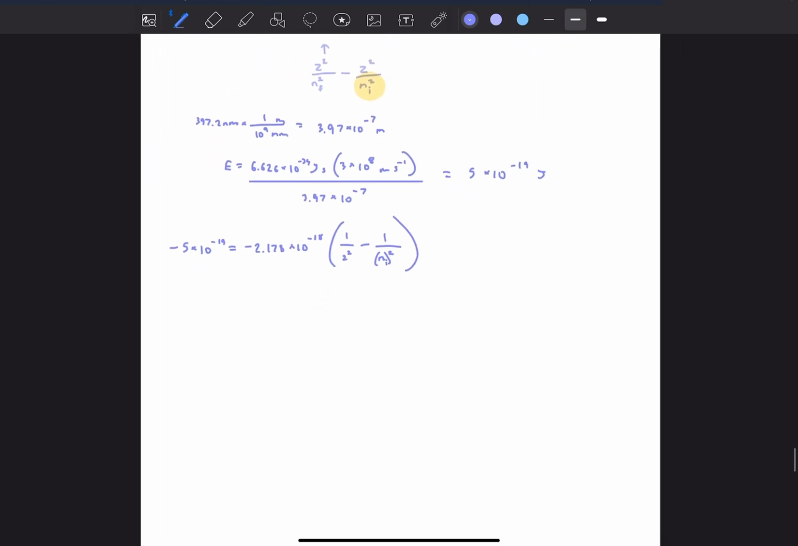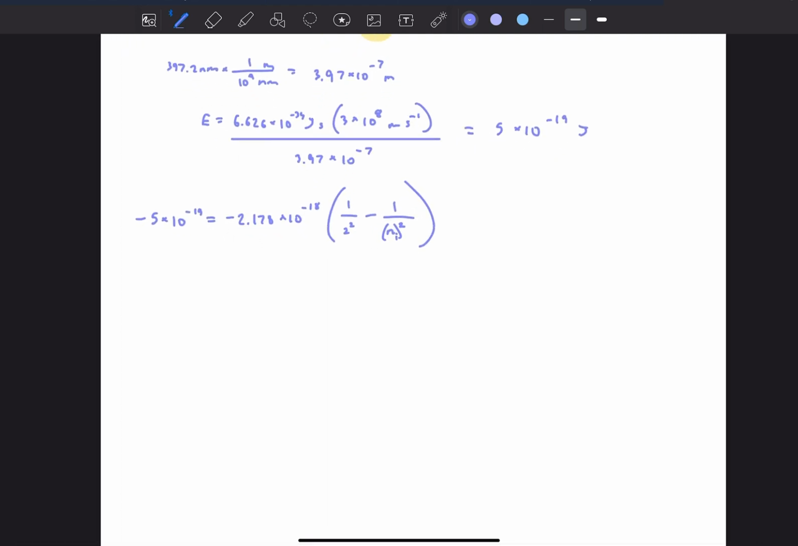And now we just need to use algebra and solve and isolate the ni squared. So let's first start out by doing this 5 times 10 to the negative 19th divided by 2.178 times 10 to the negative 18th, and we get 0.2299 is equal to 1 over 4 minus 1 over this ni squared. So now I'm going to add to one side and subtract from the other so that I get a positive: 1 over ni squared is equal to 1/4 minus that 0.2299. So that's 0.25 minus 0.2299, which gives us 0.0201.